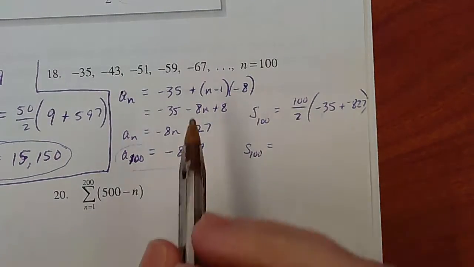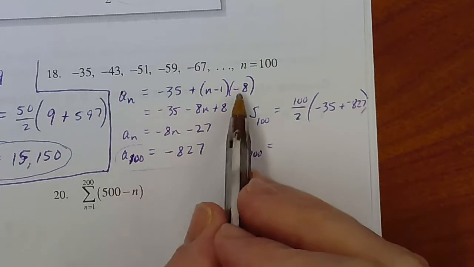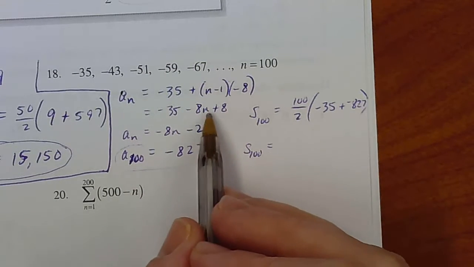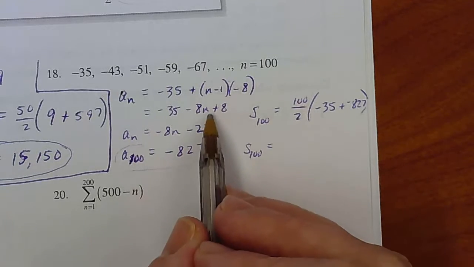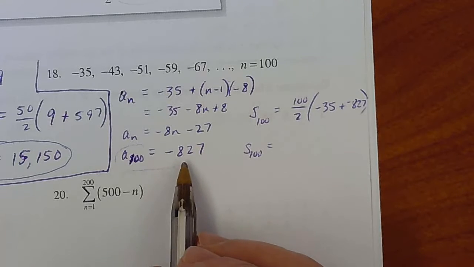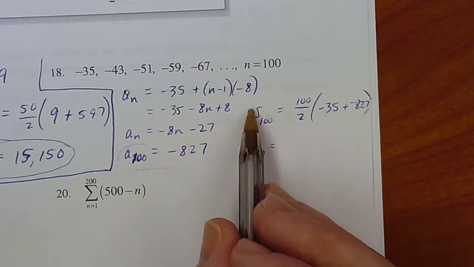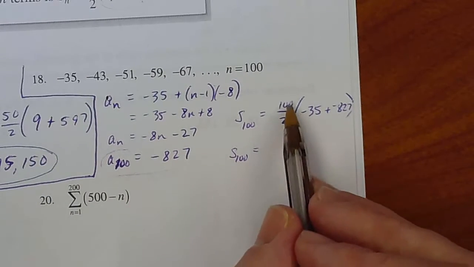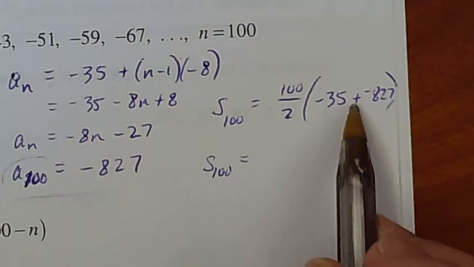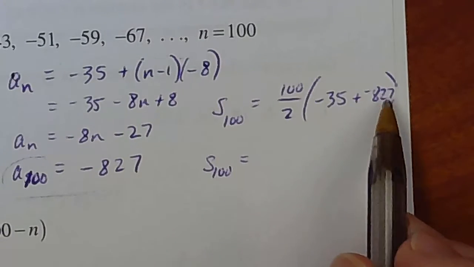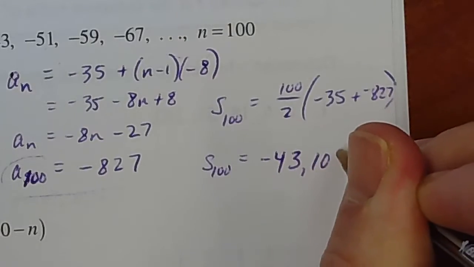All right. This time I simplified it just to review what we did before, because you could distribute the -8 to get this. But you can plug in 100 earlier in the process if you want. Just make sure we're getting -827 for that number. Now we're ready. S of 100, the sum of the first 100 terms, is equal to n over 2, and then I tried to squeeze that in there. I was almost running out of room. A1 plus A sub n. Do the math, go to the calculator, and we get -43,100.